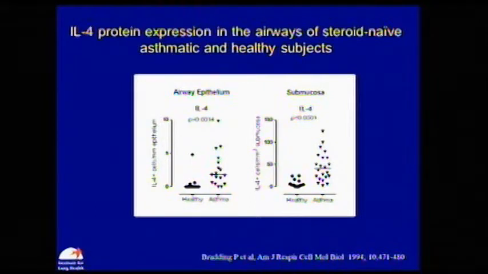Now this slide shows IL-4 expression, again in steroid-naive asthmatics, epithelium, submucosa. And as with the eosinophil counts, you can see overall the IL-4 expression is significantly increased. But again, there are a subgroup of patients who actually don't have IL-4 expression above that seen in healthy controls. So if we were going to target IL-4, we would probably suspect that these patients might not gain much benefit.